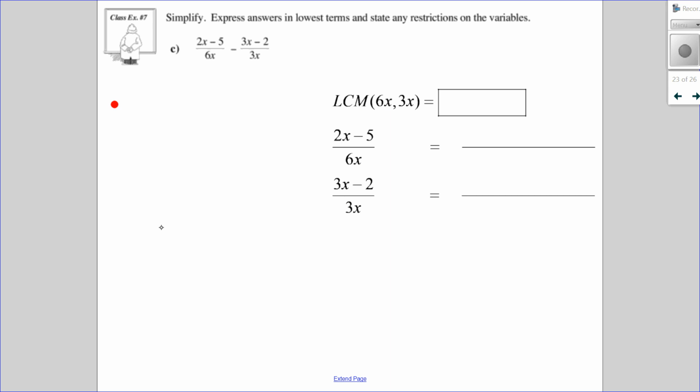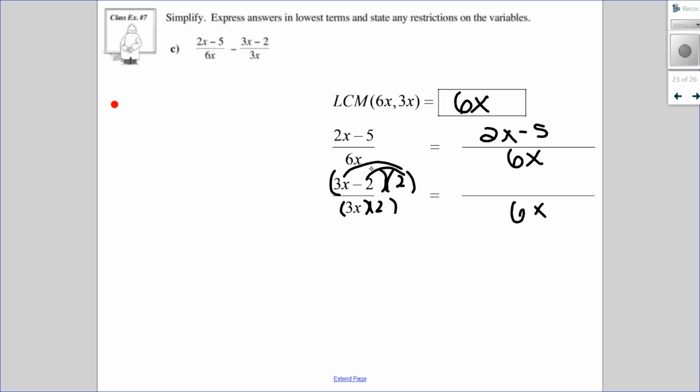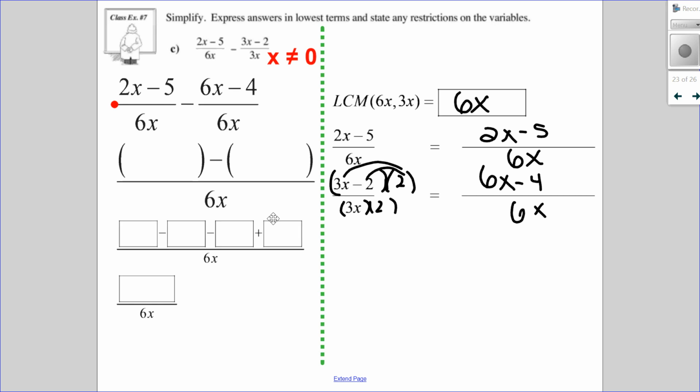Okay, let's look at this one here. Denominators of 3x and 6x. So lowest common multiple between 6 and 3 is 6. Lowest common multiple between x and x is just x. So these are both out of 6x. So this one stays the same. To go from 3x to 6x, I would multiply by 2. So to be fair, I'll multiply my numerator by 2. Because it's a binomial, apply the distributive property. Okay, so now that the denominators are the same, I'm ready to subtract.